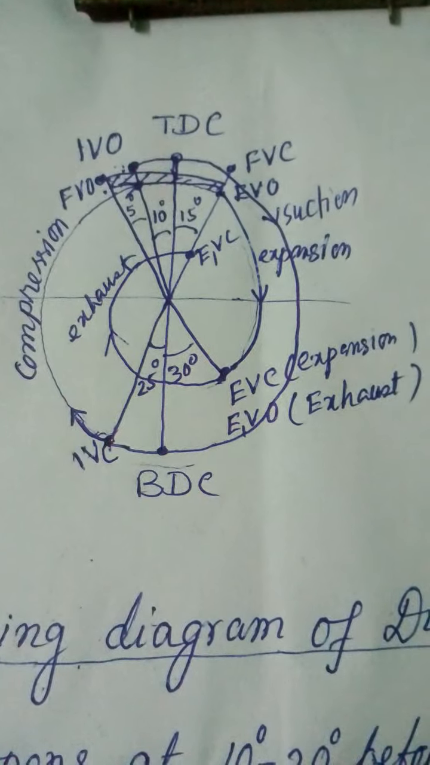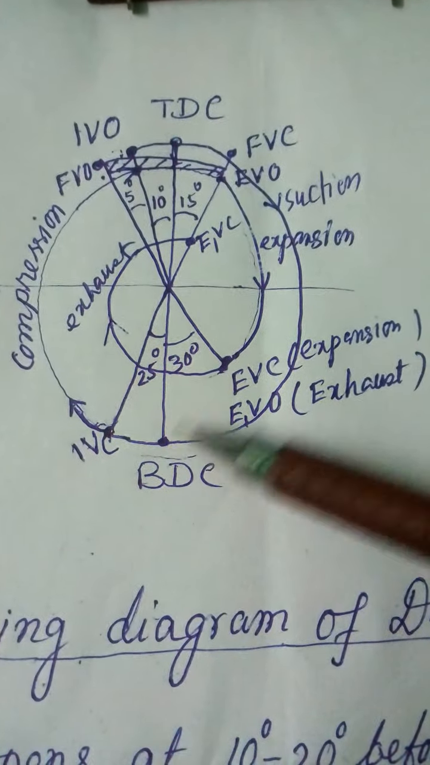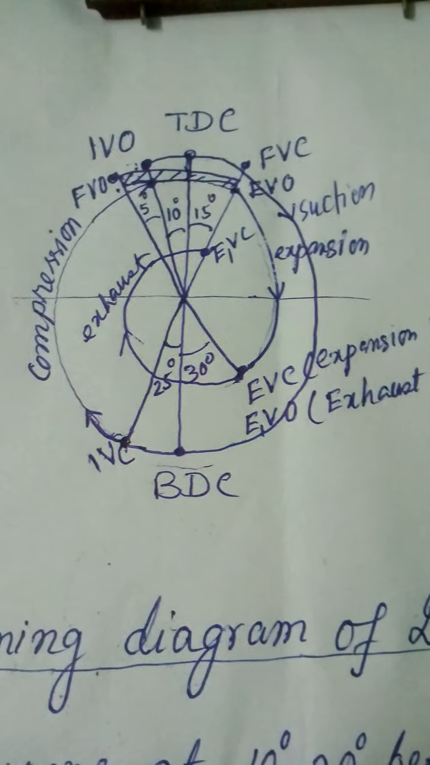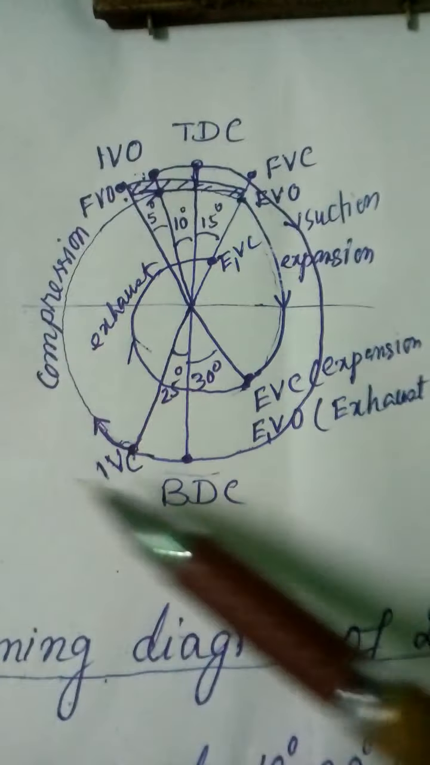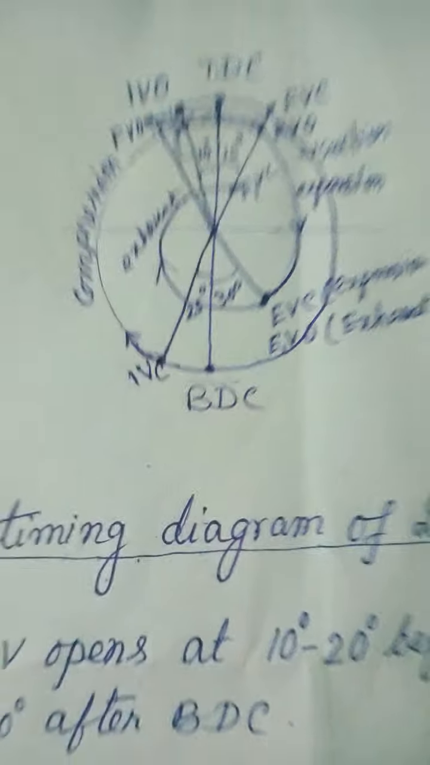and you can draw it yourself in a circle. Make TDC and BDC the diameter of the circle. You draw the circle and then do this spiral.